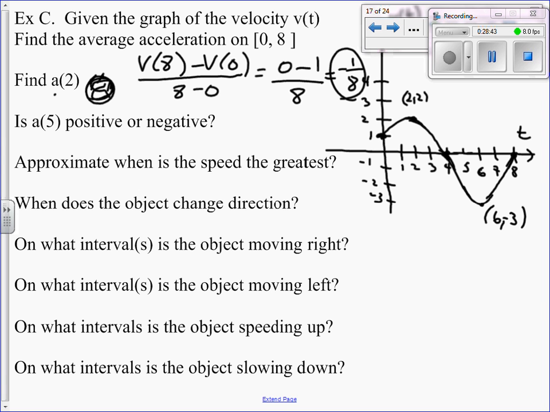It's 0. All right, I'm just going to say it. It's the slope of the velocity graph at t equals 2. That's how we're getting to 0. I'd love to write it, but it's going to be a mess. Now, this is the velocity graph. Is acceleration at time 5 positive or negative?